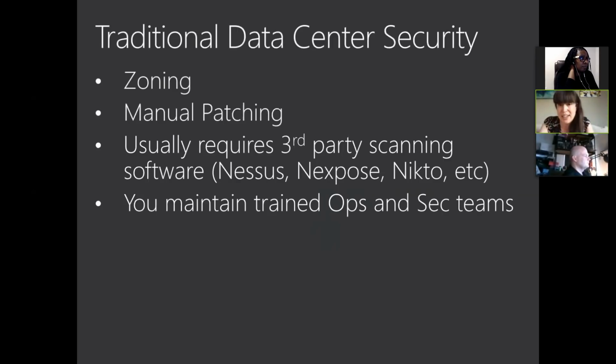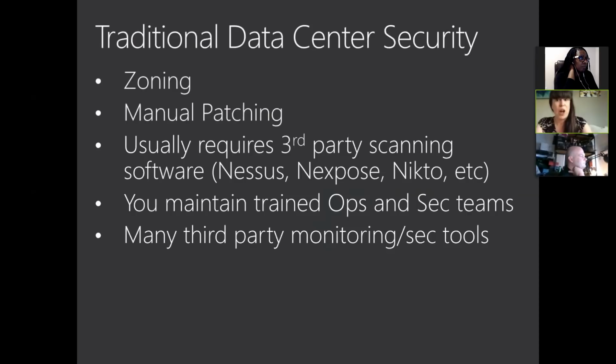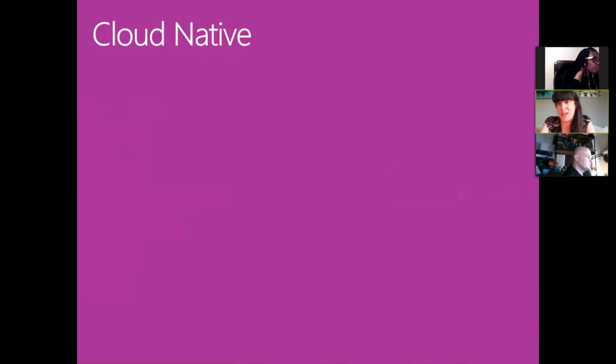So not only do you now have to maintain a trained operations team, but you also have to maintain a trained security team to handle security incidents around your data center. On top of trying to buy Nessus, Nexpose, or whatever to do VA scanning, vulnerability assessment scanning, you also need monitoring tools, intrusion detection, intrusion prevention style tools, firewall tools. There's all sorts of third-party security tools that you would buy, and trying to make them talk is hard.